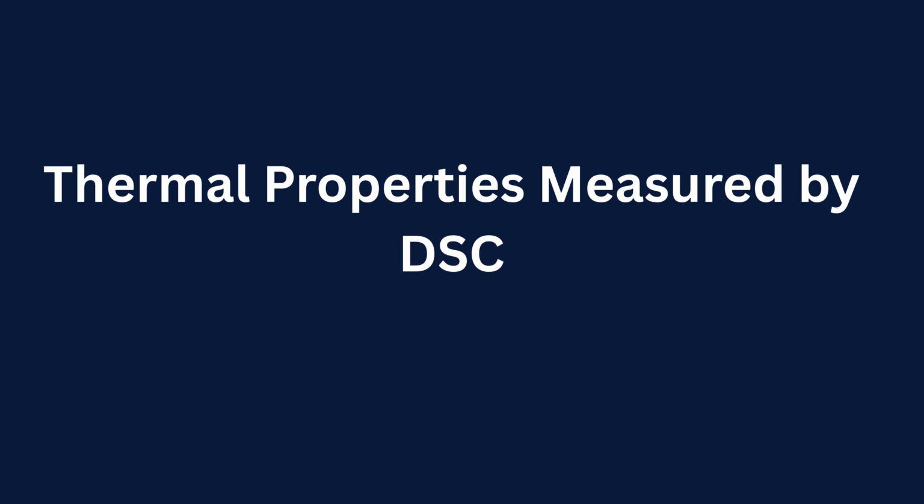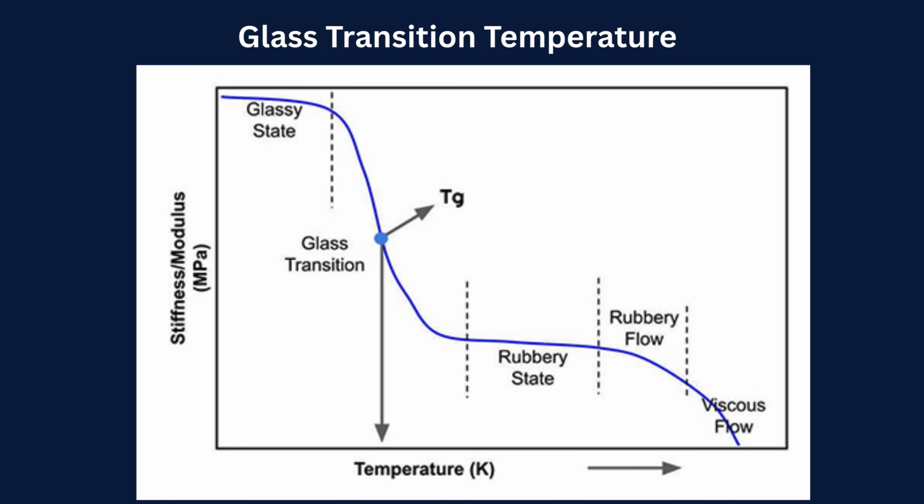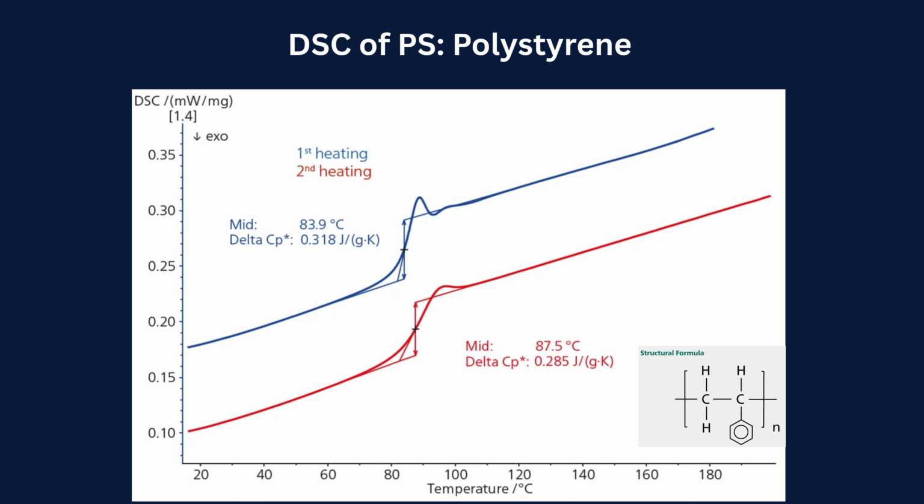Thermal properties measured by DSC. Glass transition temperature, Tg. The glass transition temperature is one of the most important properties of amorphous and semi-crystalline polymers. At Tg, polymer chains gain sufficient mobility to transition from a rigid glassy state to a more flexible rubbery state. Unlike melting, the glass transition does not involve latent heat and appears as a step change in the DSC baseline.